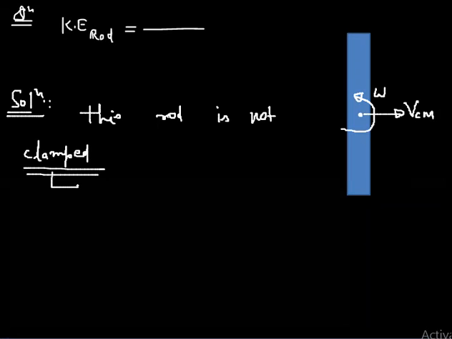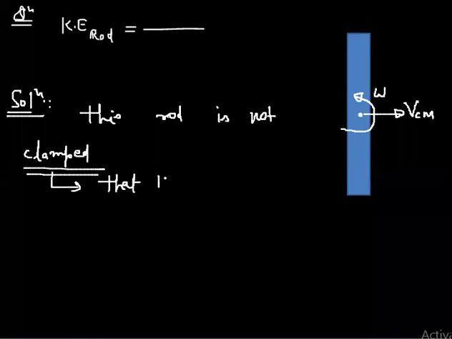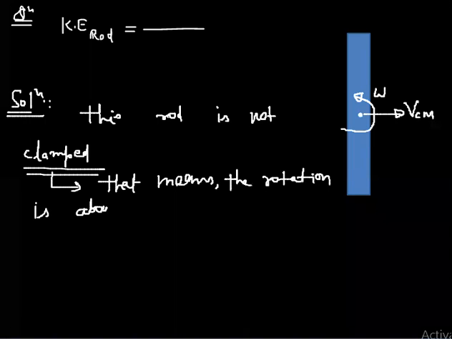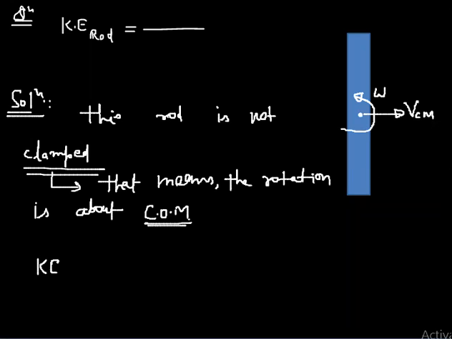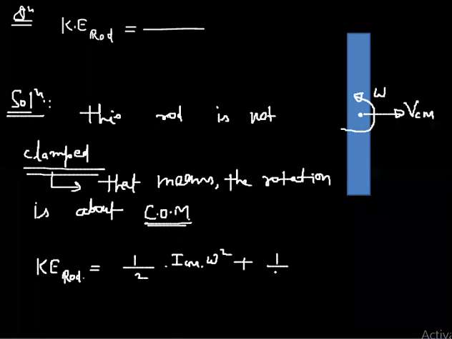If an object is not fixed, that means the rotation is about the center of mass. So what is the kinetic energy of the rod? It will be half moment of inertia about the center of mass, omega square, plus half mass of the rod and velocity of center of mass square.